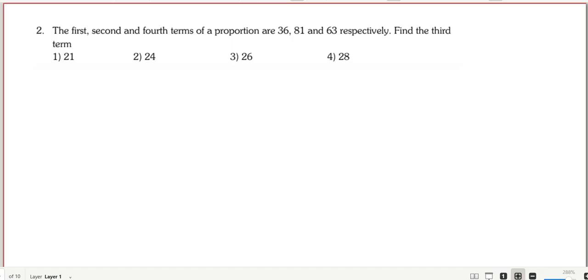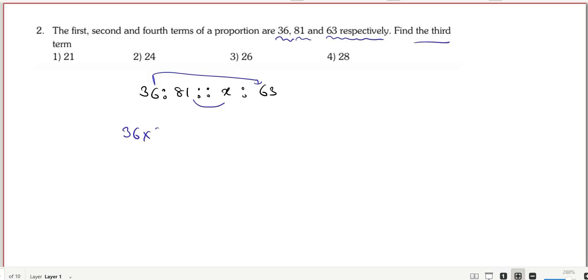Now, the first, second, and fourth terms of a proportion are given as 36, 81, 63 respectively. Find the third one. In the proportion, we have four terms. We know the first term is 36, the second term is 81, and the fourth term is 63. As we don't know the third term, I'm supposing it as x. Again, by using product of extremes is equal to product of means, 36 into 63 can be written as 81 into x. From this, x is equal to 36 into 63 by 81.